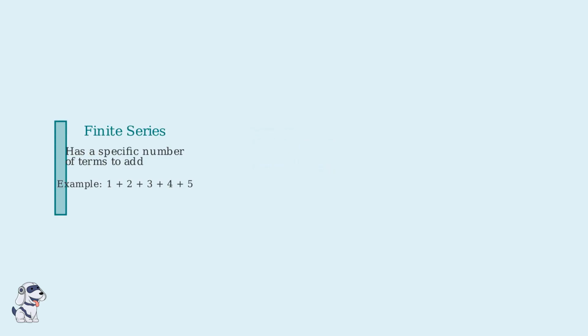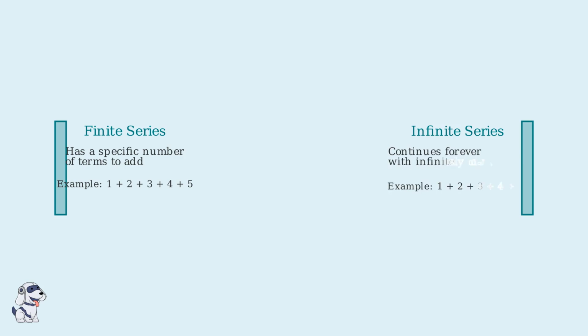To represent series mathematically, we use a special symbol called the summation symbol. This is the Greek letter sigma, written as a large Σ. It tells us to add up a series of terms according to a specific pattern. Series can be classified into two main types, finite series and infinite series. An infinite series continues forever, indicated by the 3 dots at the end. Whether a series is finite or infinite affects how we calculate its sum.